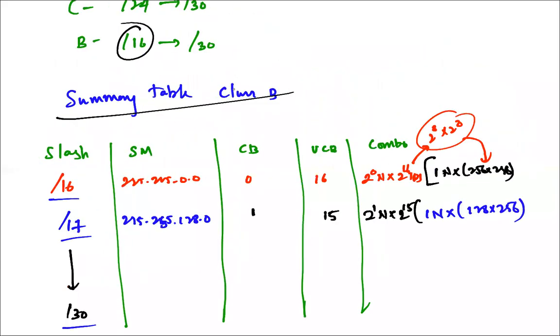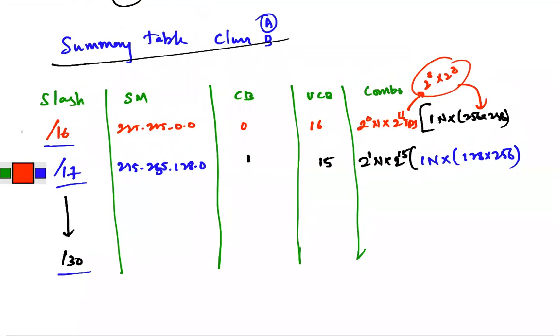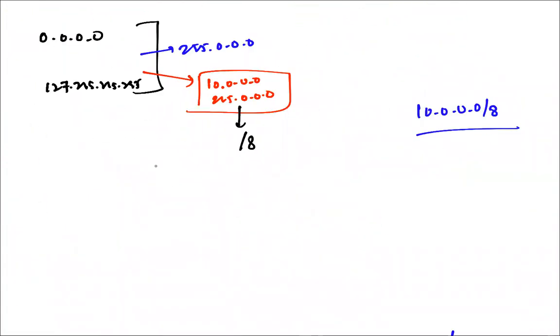Sorry, how we wrote the class B summary table, I want you to write the class A summary table also. Same way, right? You have to start with /8, /9, /10, like that, and go till /30. This is the class A summary table. After finishing class B, write class A also.